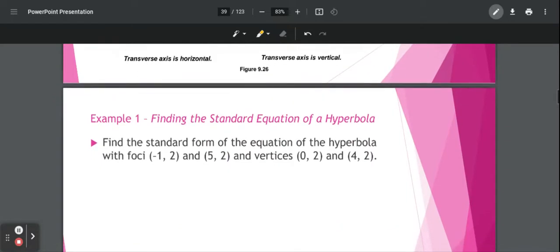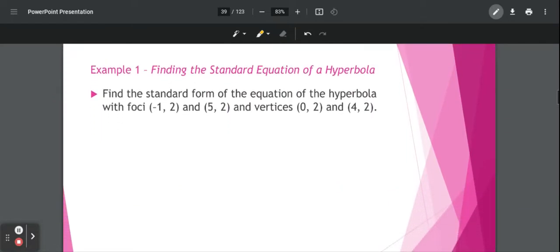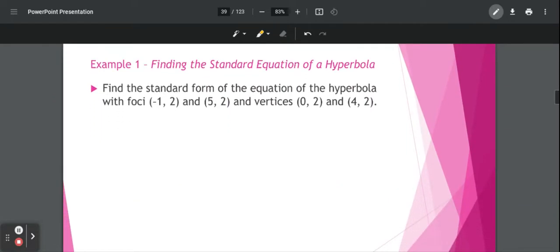So if we look at example 1, we're going to find the standard form of the equation of the hyperbola with the foci at (-1, 2) and (5, 2), and the vertices at (0, 2) and (4, 2). So to find the standard form, we need the center and we need our a and our b value. So kind of like an ellipse, sometimes with these problems, when they don't necessarily tell us exactly what we have, it's easiest to just do a sketch and visualize what's going on.